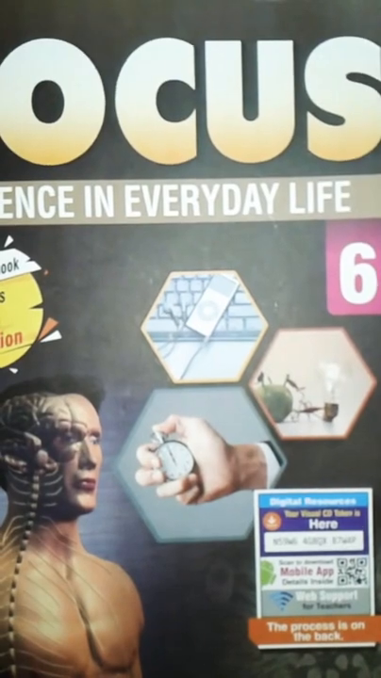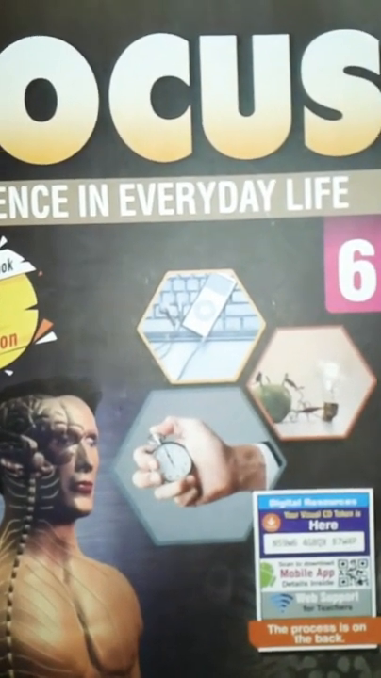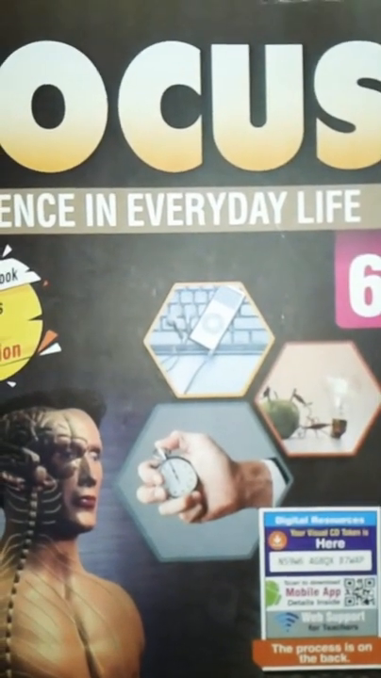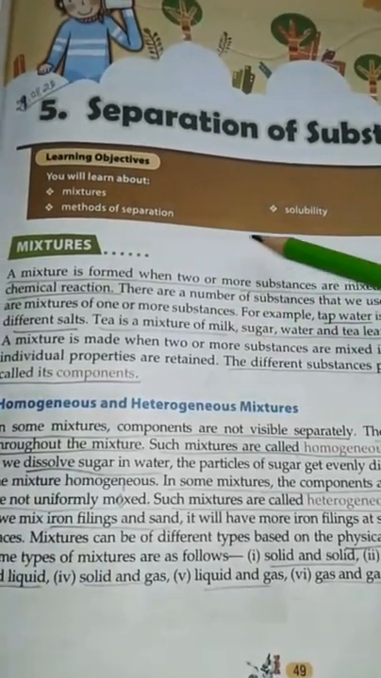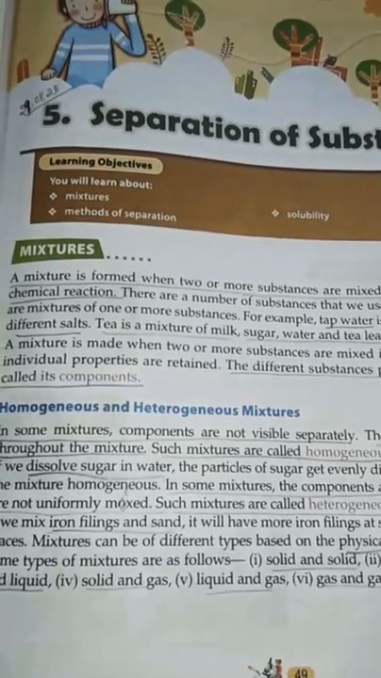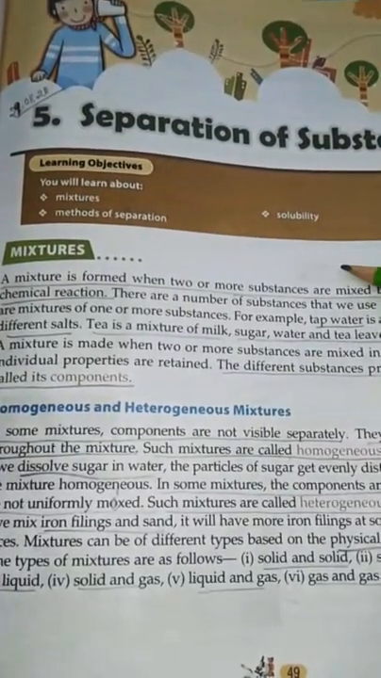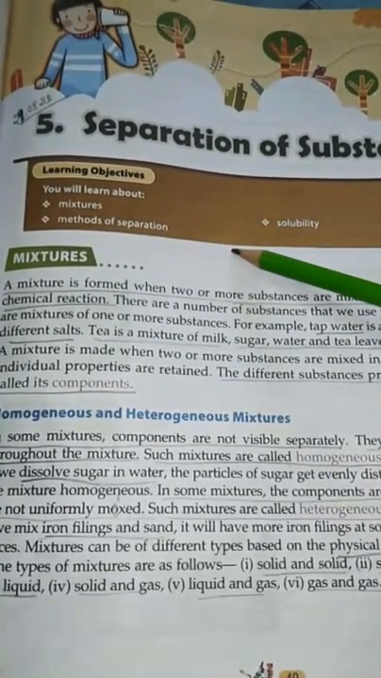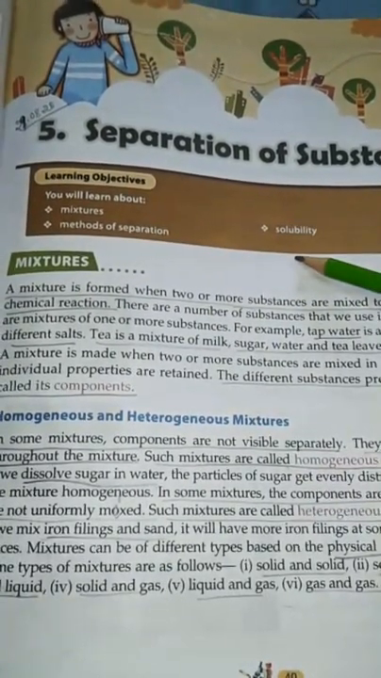Today we will discuss chapter 5. So children, kindly open your book, page number 49. Chapter 5, Separation of Substances. Children, from this chapter we will learn about water mixtures, methods of separation and solubility.